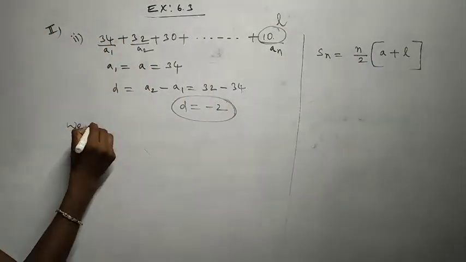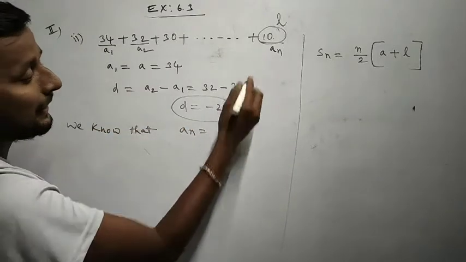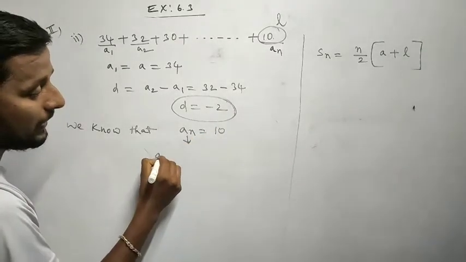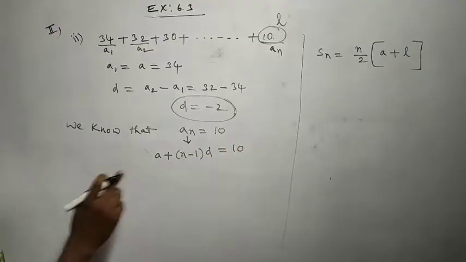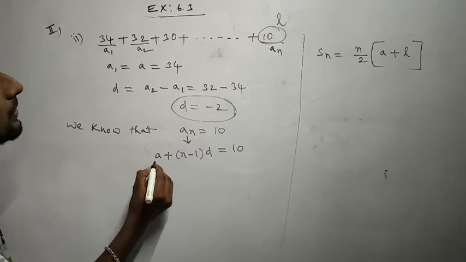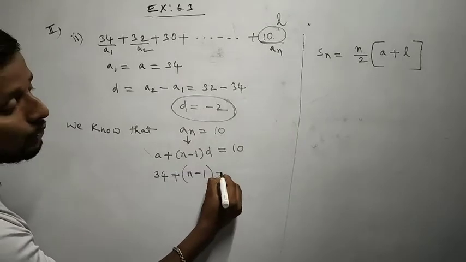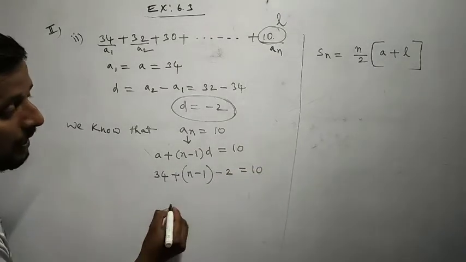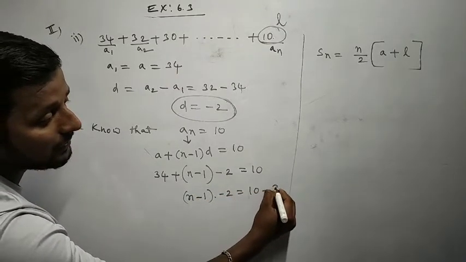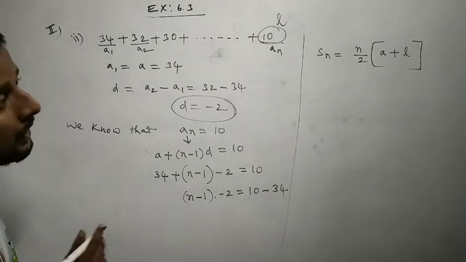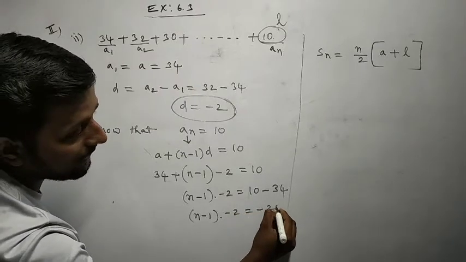We know that an value is 10, correct? An is nothing but we can write it as a plus n minus 1 into d. The value is 10, correct? It is the formula of an. A value we know is 34, plus n value we don't know, n minus 1, d value minus 2, is 10. Now n minus 1 into minus 2 is 10 minus 34, correct? So now I'll write n minus 1 into minus 2, answer minus 24.